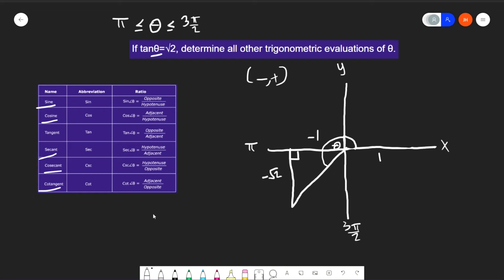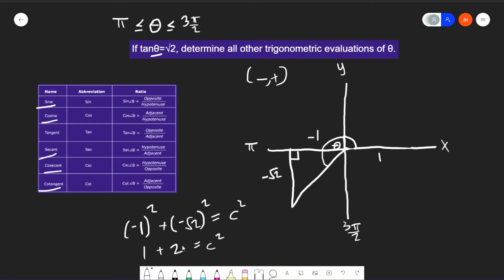To do so, we're going to use Pythagorean theorem. A squared, so negative 1 squared, plus b squared, so that's negative square root 2 squared, will equal the hypotenuse squared, c squared. Negative 1 squared is 1. Negative square root 2 squared is going to be positive 2.